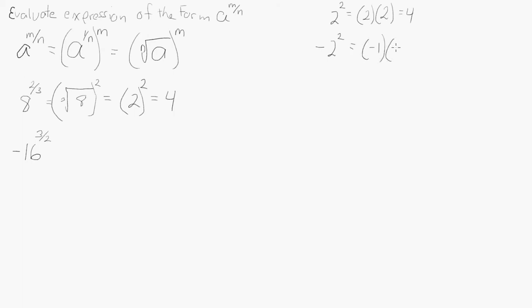This 2 works on the number directly preceding it, which is a positive 2. The negative 1 is just out there in front. Do not square the negative 1, unless it looks like this. And in this case, the exponent 2 is working on everything in the parentheses. 2 squared is 4. Negative 2 squared is negative 4. The quantity negative 2, raised to the second power, is a positive 4.